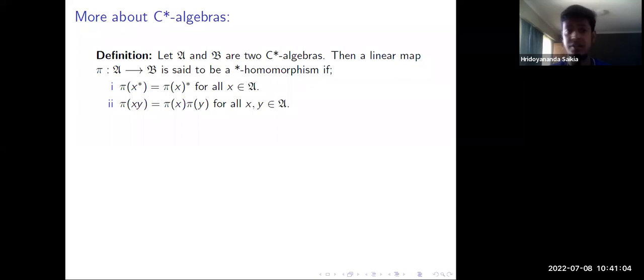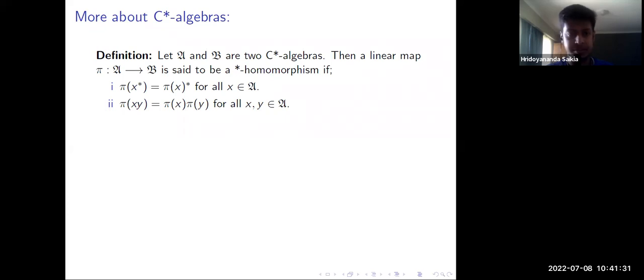So these are the necessary conditions. Firstly, π has to be linear. Secondly, it has to be self-adjoint. Thirdly, it has to preserve the multiplication structure of the C-star algebra. Of course, a C-star algebra is not only about the algebraic structure or the involution structure. It also comes with some norm structure. Basically, it comes with some topology.